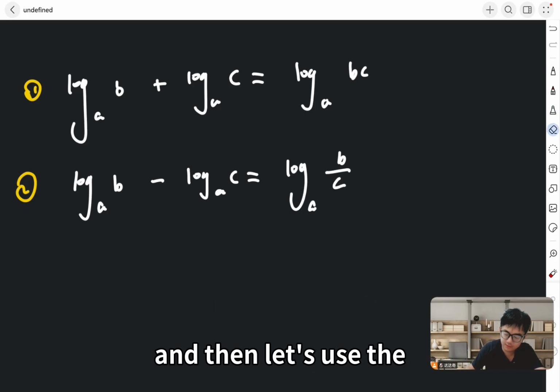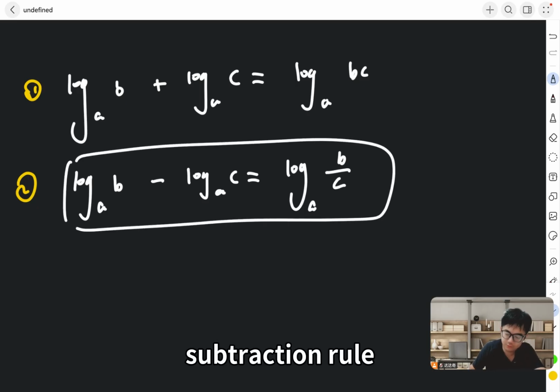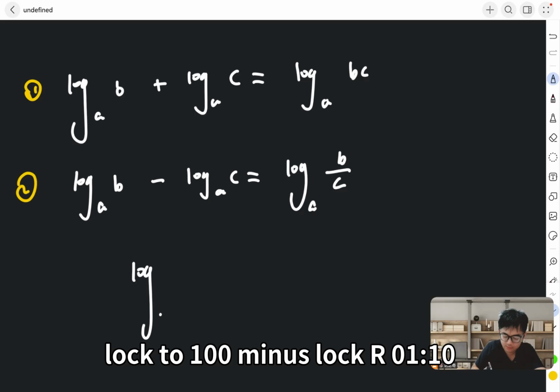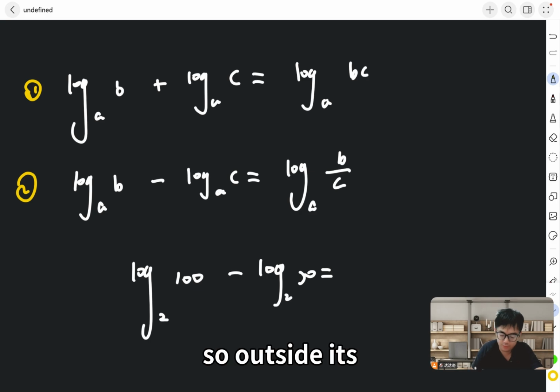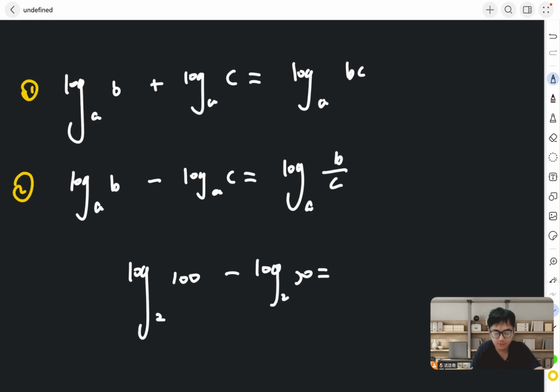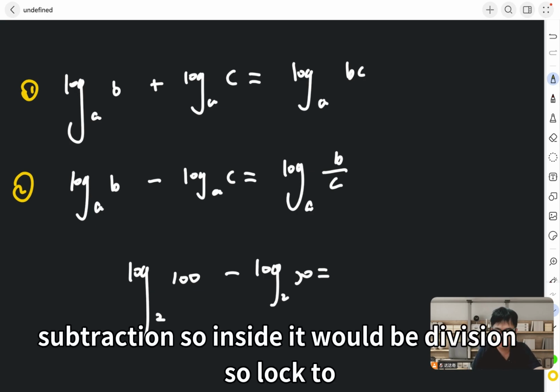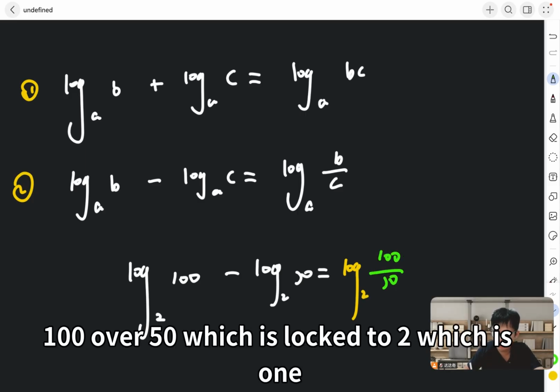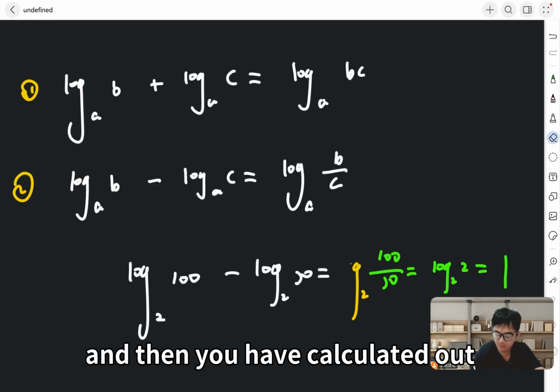And then let's use the subtraction rule. For subtraction, log 2 100 minus log 2 50. Outside it's subtraction, so inside it will be division. So log 2 of 100 over 50, which is log 2 2, which is 1. And then you have calculated it.